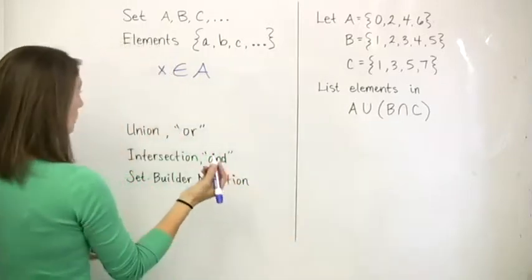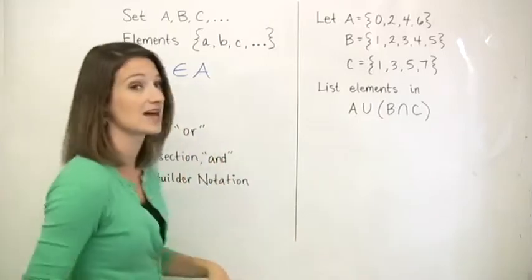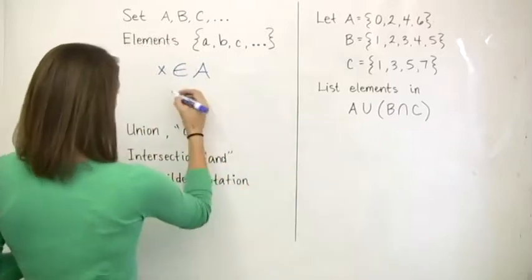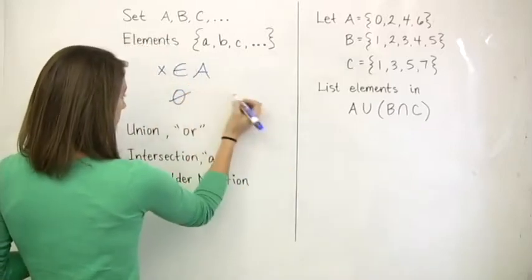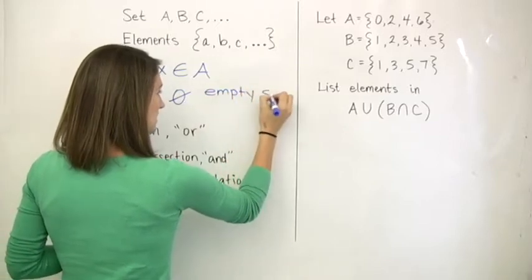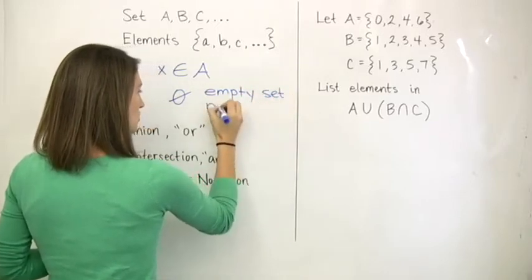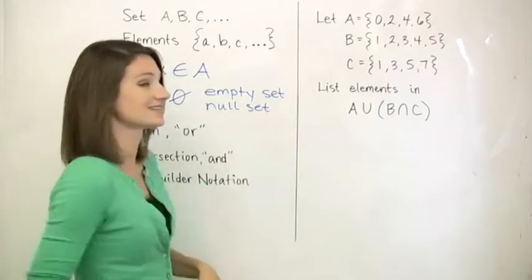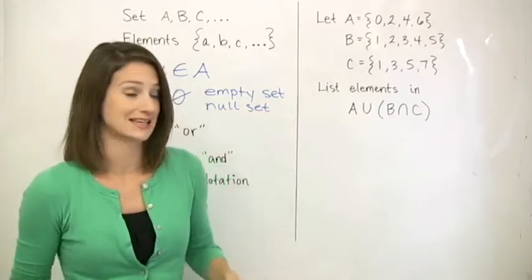The other symbol that we'll use if we deal with a set that doesn't have any elements to it, we call it an empty or a null set, and we use this symbol. So this symbol here represents an empty set, which is also called a null set. And that means that it's a set that doesn't have any elements in it.